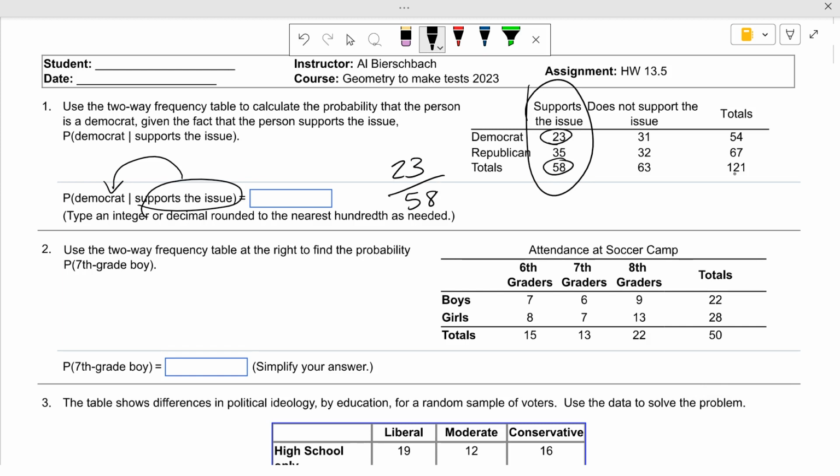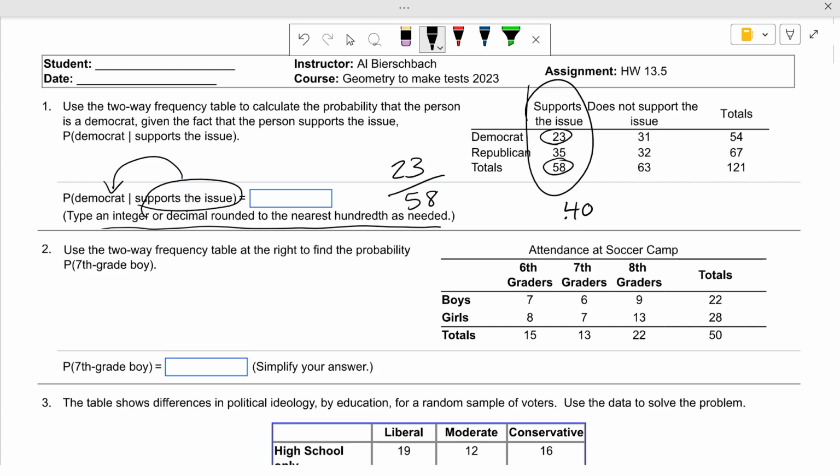It says, type an integer or a decimal, round to the nearest hundredth. So you divide these. Somebody with a calculator, what's 23 divided by 58? 0.40, which is 40%.